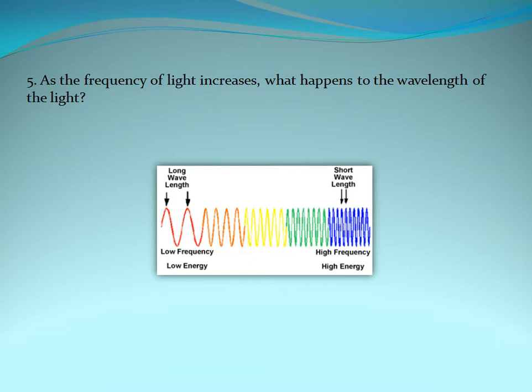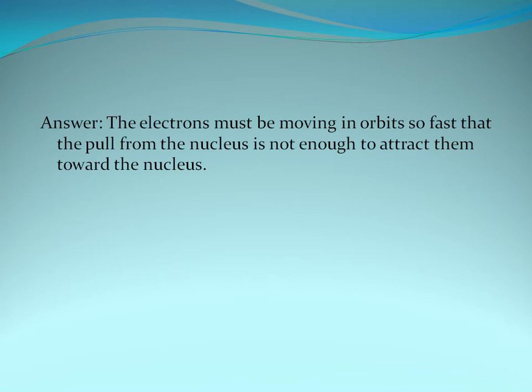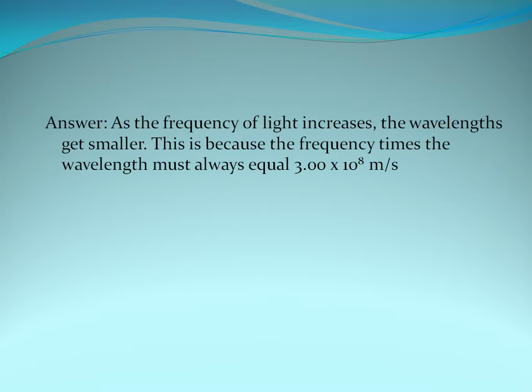As the frequency of light increases, what happens to the wavelength? Well, if you look at the picture that I put up, we can see that where the purple lines are, that's where the frequency is increased. That's also known as high frequency. And so when you have high frequency, you'll have short wavelength. So hence, the wavelengths get shorter. As the frequency of light increases, the wavelength gets smaller, and that's exactly what we talked about.